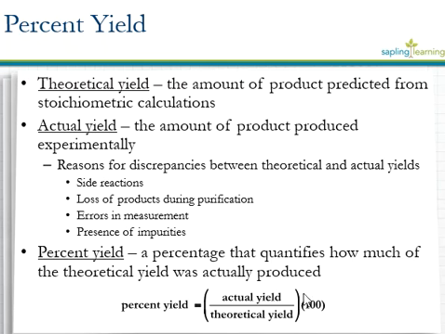Percent yield is based on how much you actually produced divided by how much you could have produced mathematically. Actual yield is what actually happened in the laboratory, what you actually achieved as a product. Theoretical yield is what we've been calculating mathematically. What would be the ultimate full amount of product if everything went 100% perfectly.